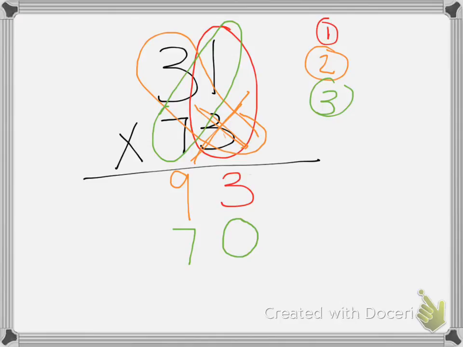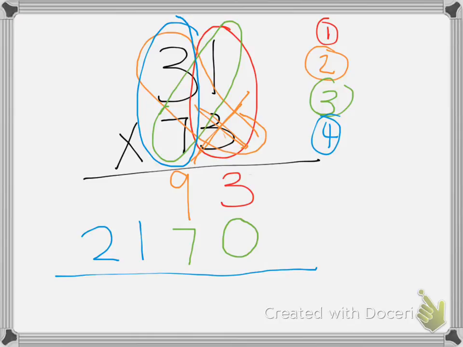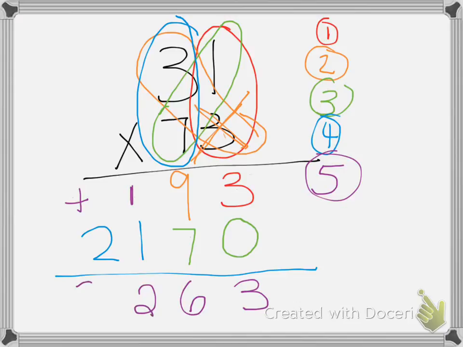Now, your last step for this problem is 3 times 7, which is 21. And I can just write 21 down there. Then your fifth step is to add them. 3 plus 0 is 3. 9 plus 7 is 16. 6 goes in my 10s spot. I carry the 1. 1 plus 1 is 2. And then 2. So 2,263.